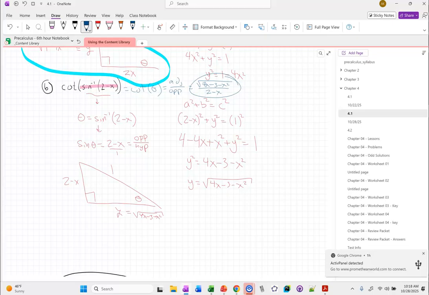So again, the hard part is building out that triangle. Once you've got your triangle built, it's just SOHCAHTOA, right? It's just SOHCAHTOA once you have that triangle built. Super easy, right? Building the triangle is the trick.